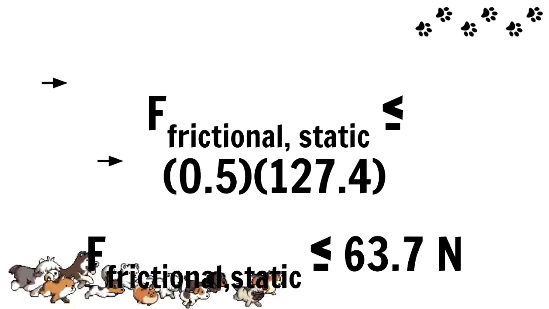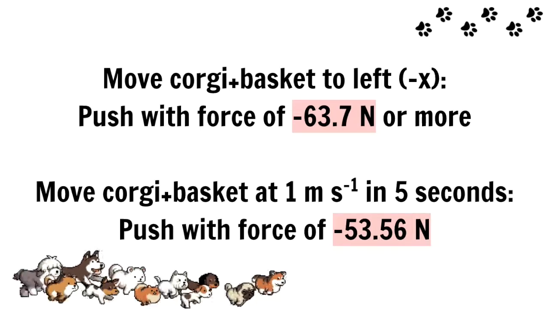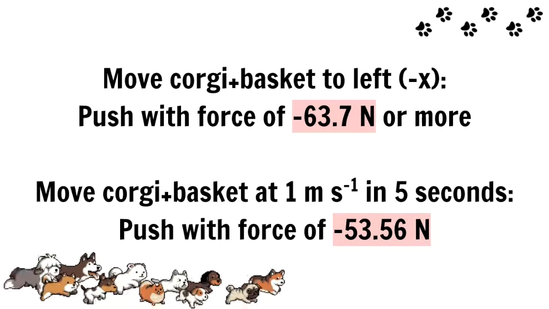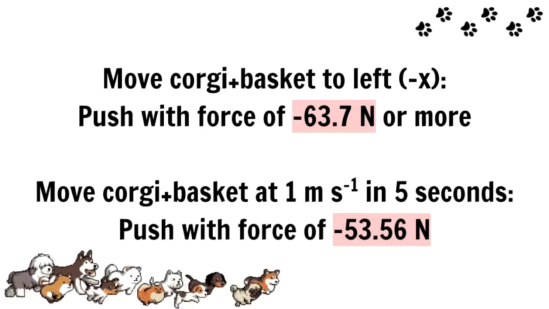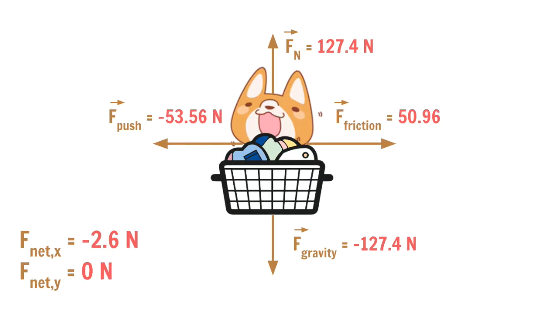negative x direction. Here is a summary of what we found so far regarding the forces we need to move the corgi plus basket at all, and to keep them moving to reach 1 meter per second in 5 seconds. And here's our newly improved free body diagram with all forces included.